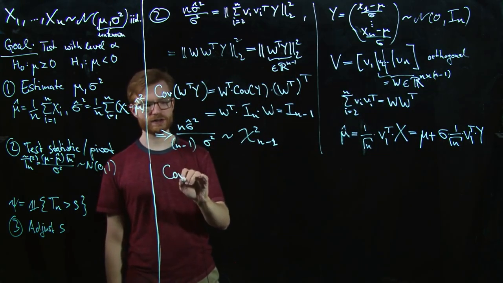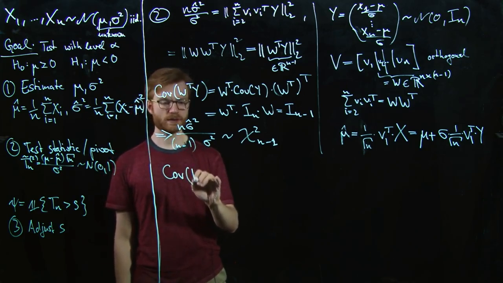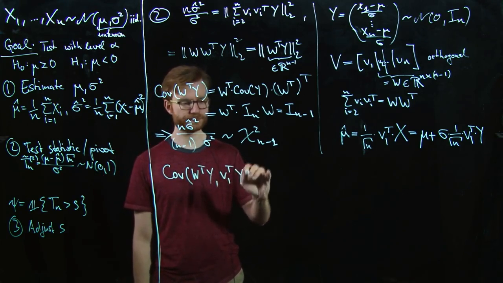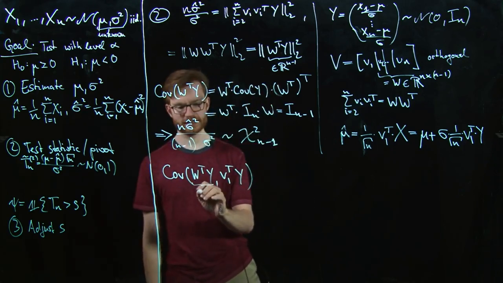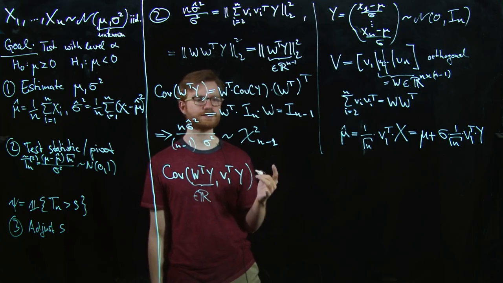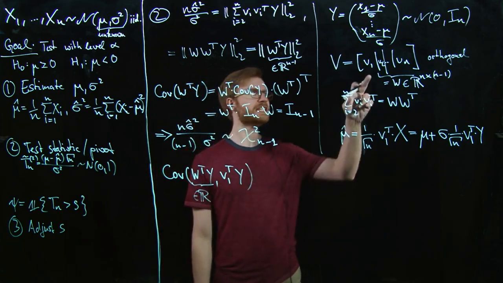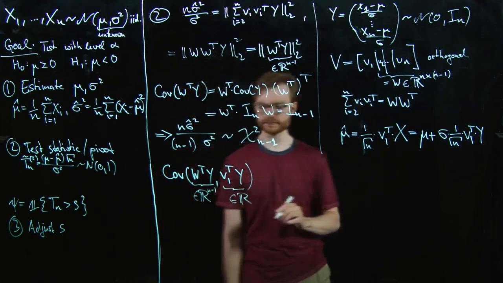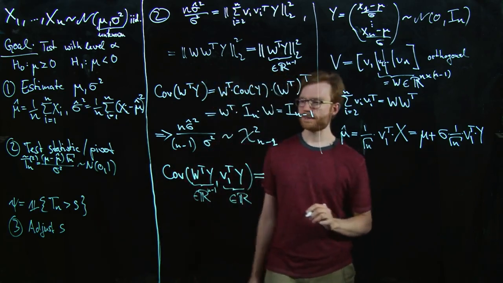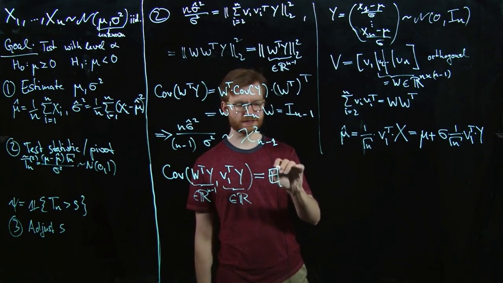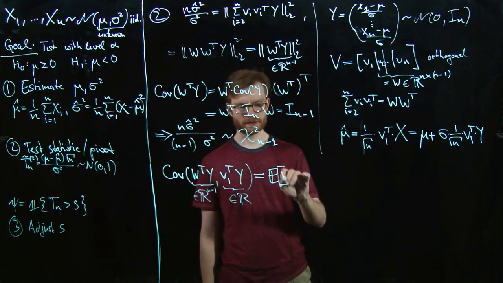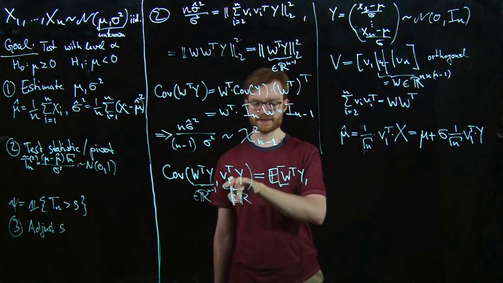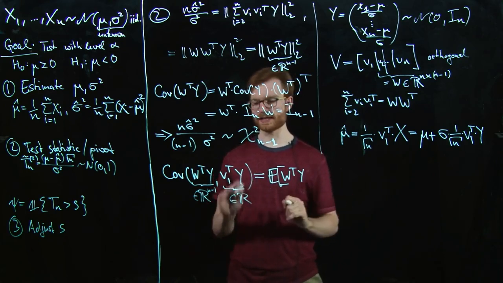So let's first calculate the covariance between w transpose y and v1 transpose y. This is basically part of the big covariance matrix given by v transpose y. So this is an n-1 vector, and this is actually just a number. Since both are mean 0, this is the expectation of w transpose y. So this is going to be a vector at the end of the day.